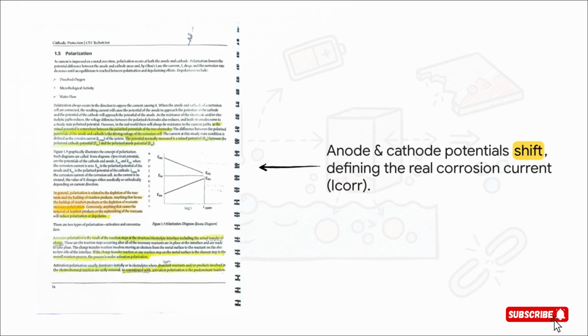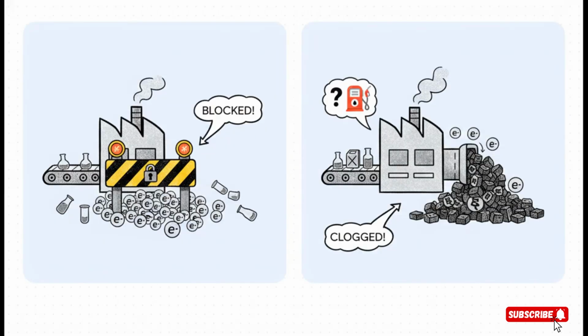If you look straight down from that intersection point to the horizontal axis, it tells you the real-world corrosion current, labeled here as I-corr. The entire goal of corrosion control is to manipulate these lines to make that I-corr value as small as humanly possible. So why does this slowdown even happen?